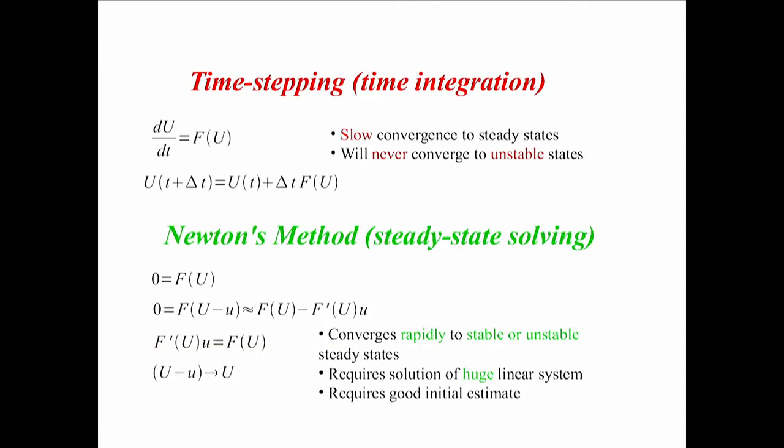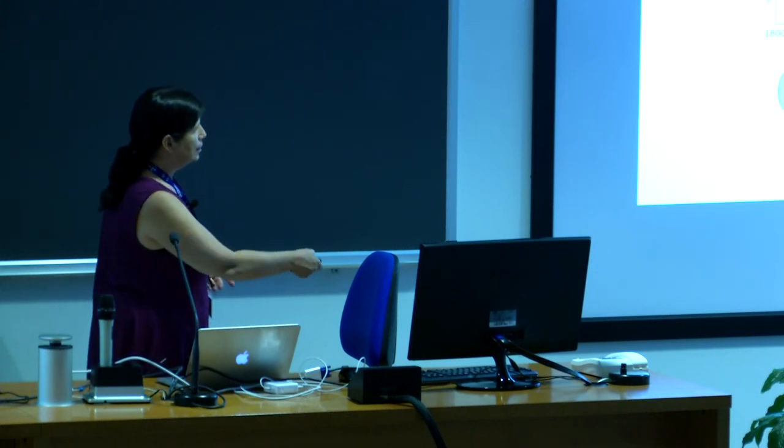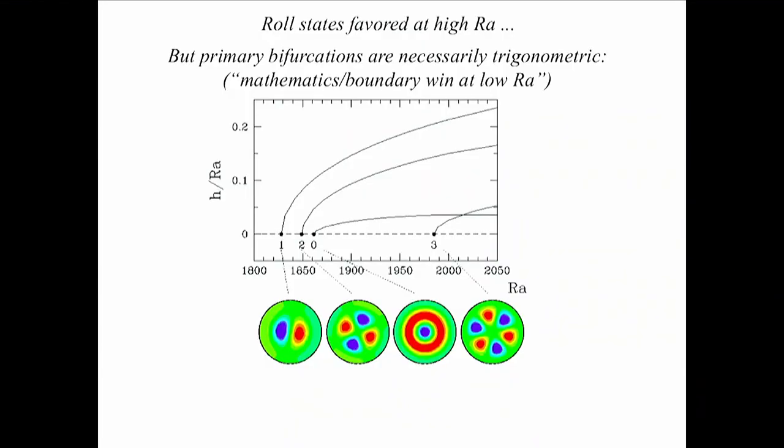When you have a circular symmetry, necessarily the states that appear are trigonometric. They look like this. This is the dipole state. This is m equal 2. This is m equal 4. m equal 1, m equal 2, m equal 0, m equal 3. And these are the bifurcations that will take place as you increase the Rayleigh number.